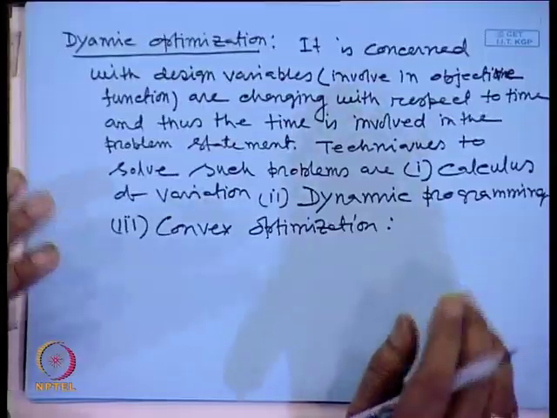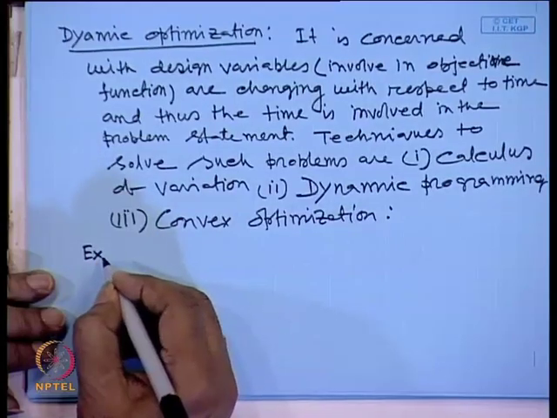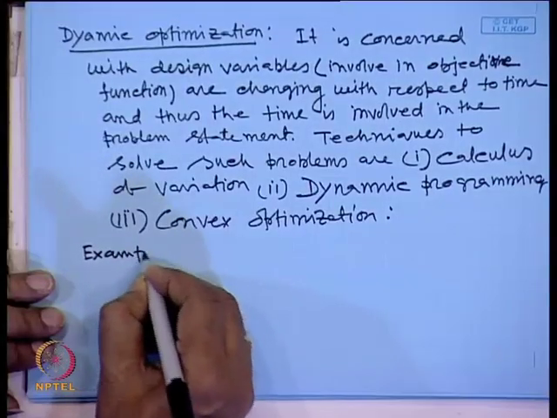Convex optimization. So basically in optimization problems, we have two categories, static optimization problems and dynamic optimization problems. I have already explained what static and dynamic optimization problems are. Next, given the statement of the problem, how will we form the mathematical model of these optimization problems? So let us take one simple example and see how one can get the mathematical model of such an optimization problem. Example.